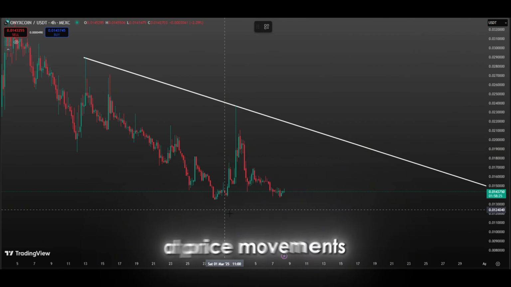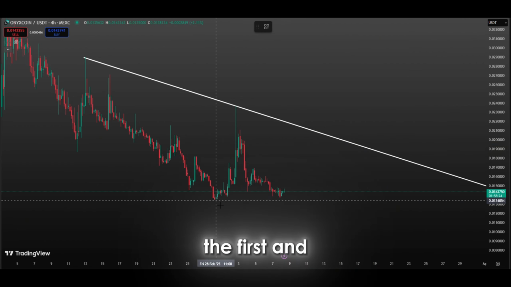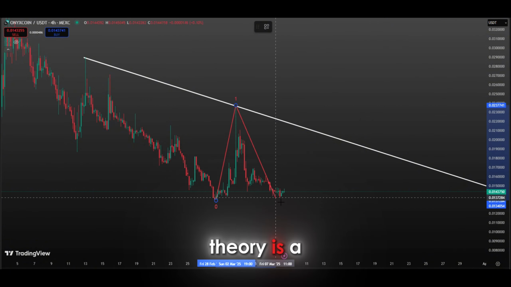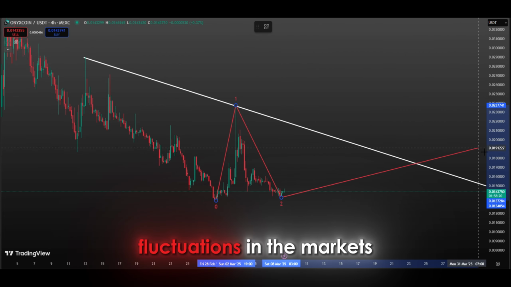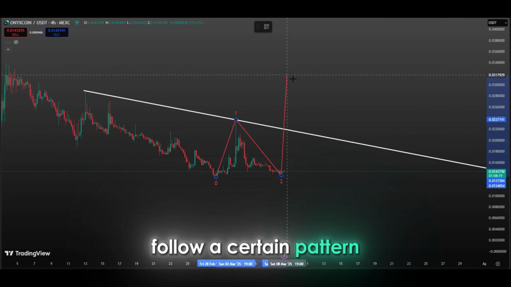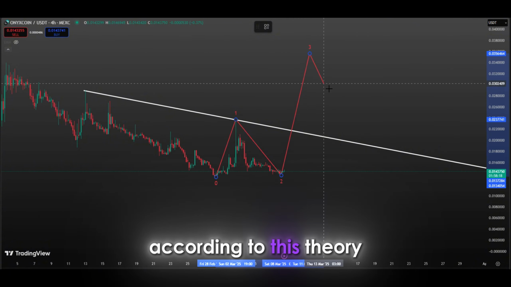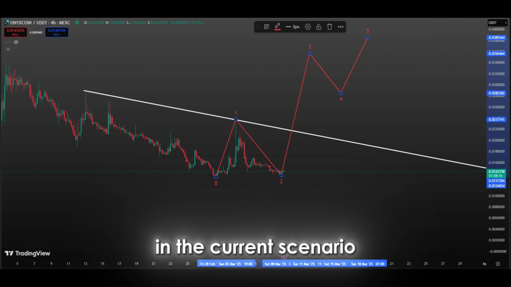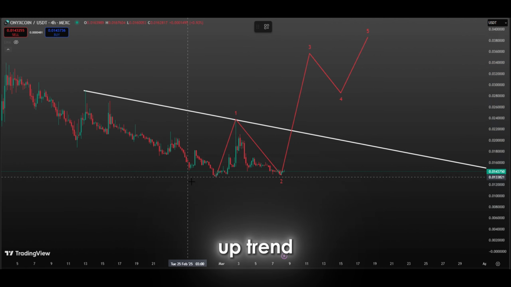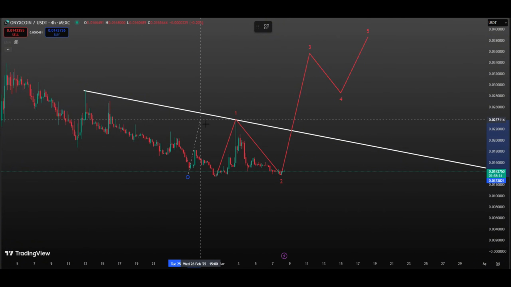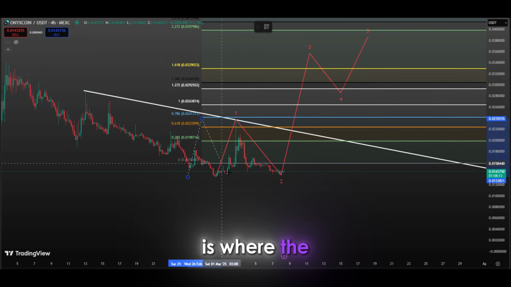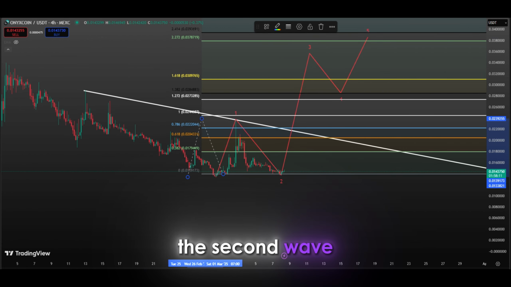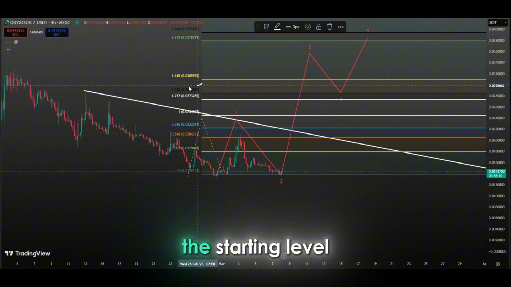When we look at price movements according to the Elliott wave theory, we see that the first and second waves are now complete and are about to enter the third wave. Elliott wave theory is a method of analysis used to explain fluctuations in the markets and suggests that price movements follow a certain pattern. According to this theory, there's either a 5-wave uptrend or a 3-wave correction. In the current scenario, the first wave started as an uptrend and was followed by a correction in the second wave. However, the most critical point here is where the second wave will stop the price. Because according to Elliott wave principles, the second wave should not go below the starting level of the first wave.